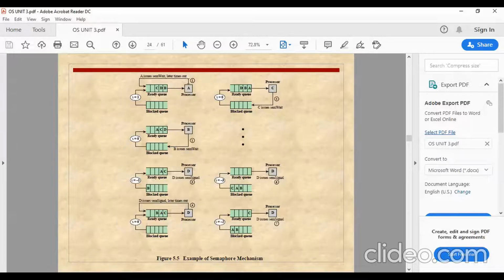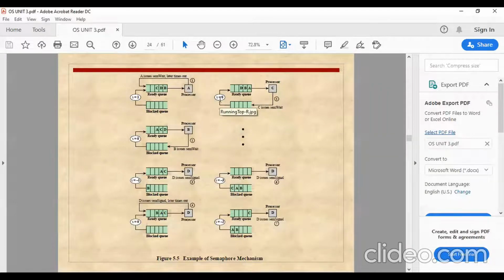Here it will issue a semaphore wait. The second process and third process cannot enter or be allocated the resource. If A is executing, the others will be in a waiting state. Whenever it finishes execution, it will send the signal. So this is the first one. Now this is the block queue.